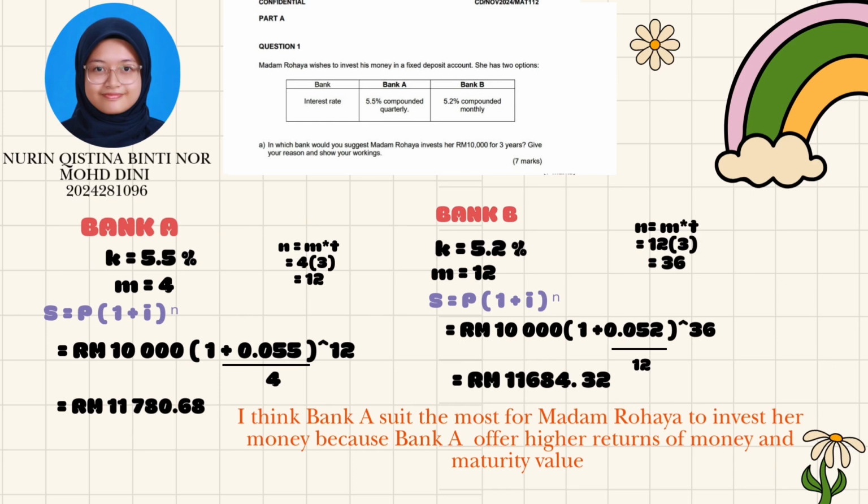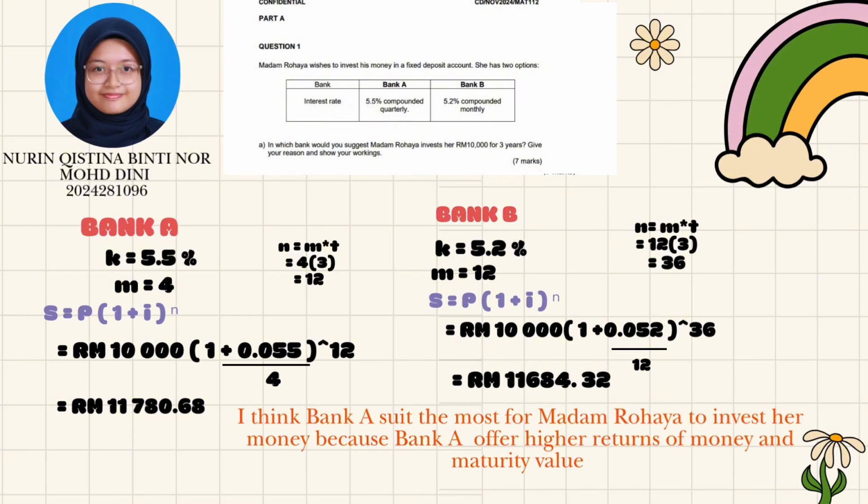To use the formula of future value, we need to use S equals P(1 + i) to the power of n, which is RM 10,000 multiplied by (1 + 0.055 divided by 4) to the power of n, which is 12. And the final answer will be RM 11,780.68 for Bank A.